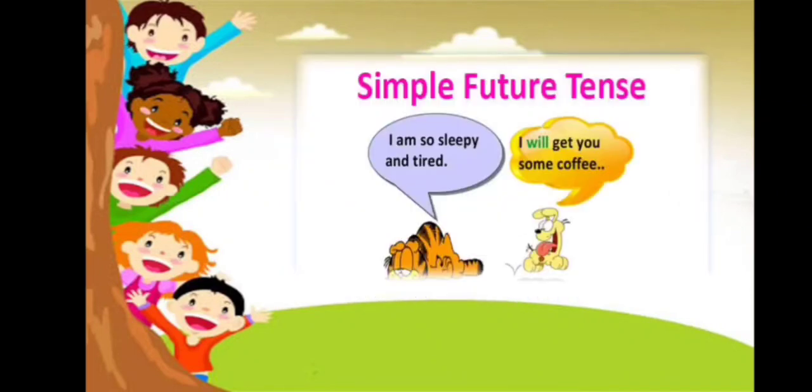Okay? Let's take an example of simple future tense. Tiger says, I am so sleepy and tired. Rabbit says, I will get you some coffee. Now, do you see any coffee in Rabbit's hand? No, that means Rabbit will go and fetch some coffee for Tiger. So, we are talking about an event which is about to happen, and therefore we have used the word will in the sentence. Okay?